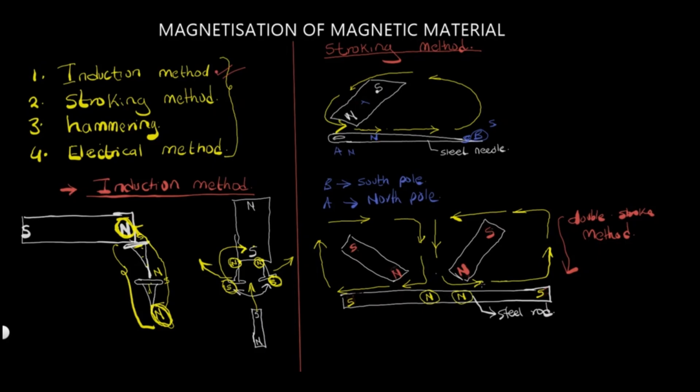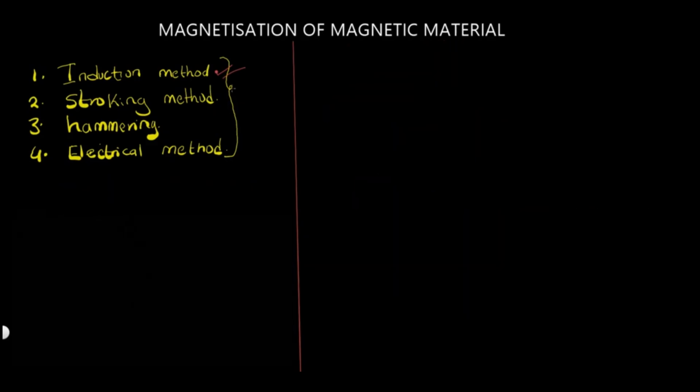So the most important thing you need to know is that at the end of stroking, it will acquire a polarity that is opposite to the pole used by the magnet during stroking. So this one is the north pole. So definitely at the end of stroking, this part here will be the south pole. So up to this point, we have looked at the induction method. We've also looked at the stroking method.